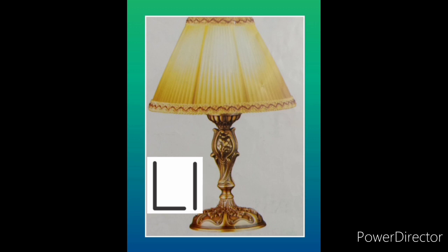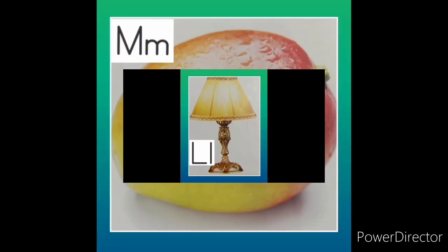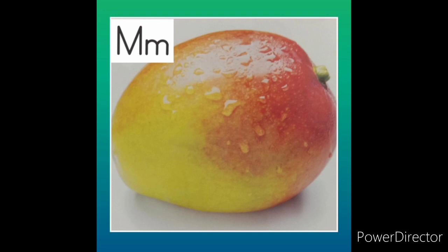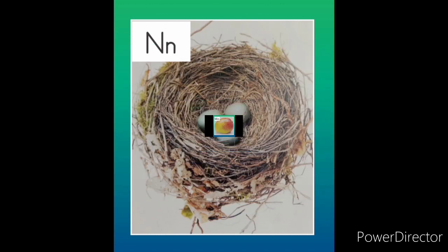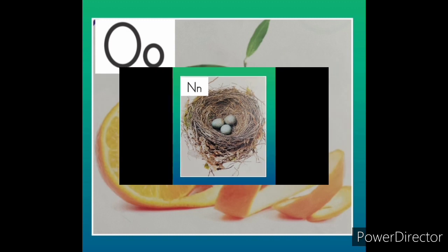L. Capital L, small l, Mama L, baby L. L for lamp. What comes after L? M. Capital M, small m, Mama M, baby M. M for mango. What comes after M? N. Capital N, small n, Mama N, baby N. N for nest. What comes after N?